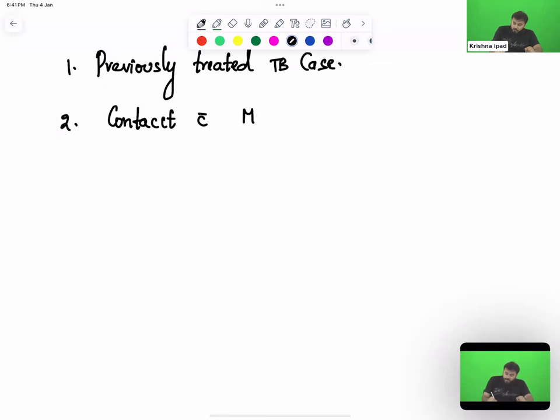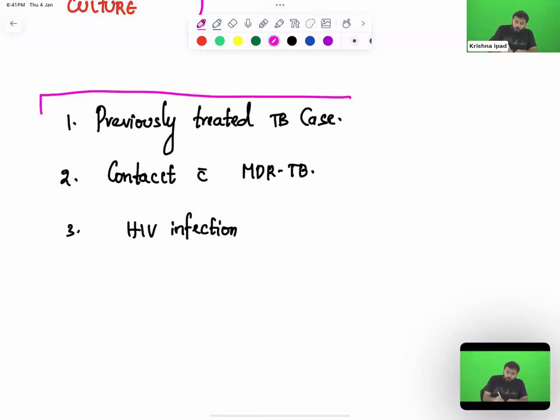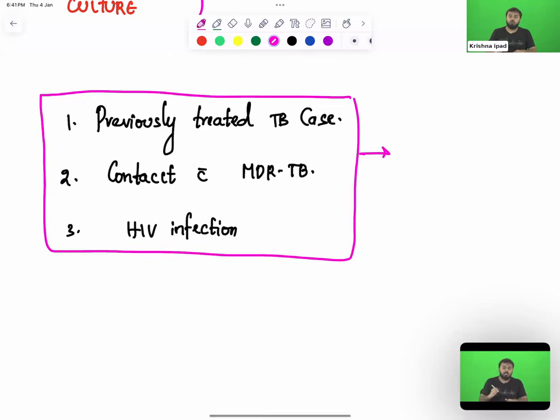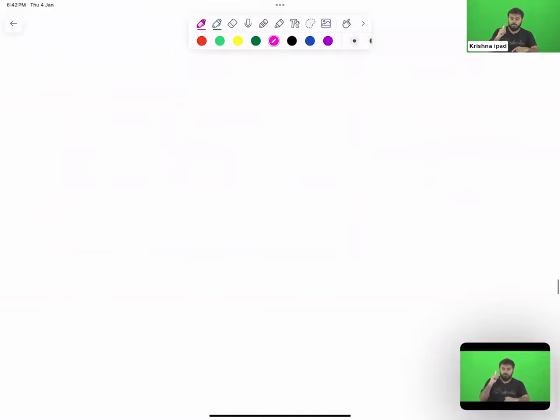So if you are coming in contact with a multi-drug resistant TB patient, or let us say a patient is having HIV infection, and now he's showing some symptoms of TB because, you know, HIV, immune compromise, so definitely they will show symptoms of TB, right? So in these three groups of patients, what is the TB test that you do? The test which I do is rapid molecular testing. Rapid molecular testing is the test which I do in these three categories.